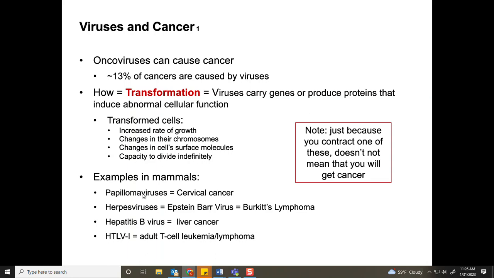But some examples include the papilloma viruses. These cause cervical cancers. We have the herpes viruses. They are associated with Burkitt's lymphoma, especially Epstein-Barr virus, which causes mononucleosis. We have the Hep B virus, which is associated with a risk factor for liver cancer. And our HTLV1 virus, which is associated with adult T-cell leukemia and lymphoma.